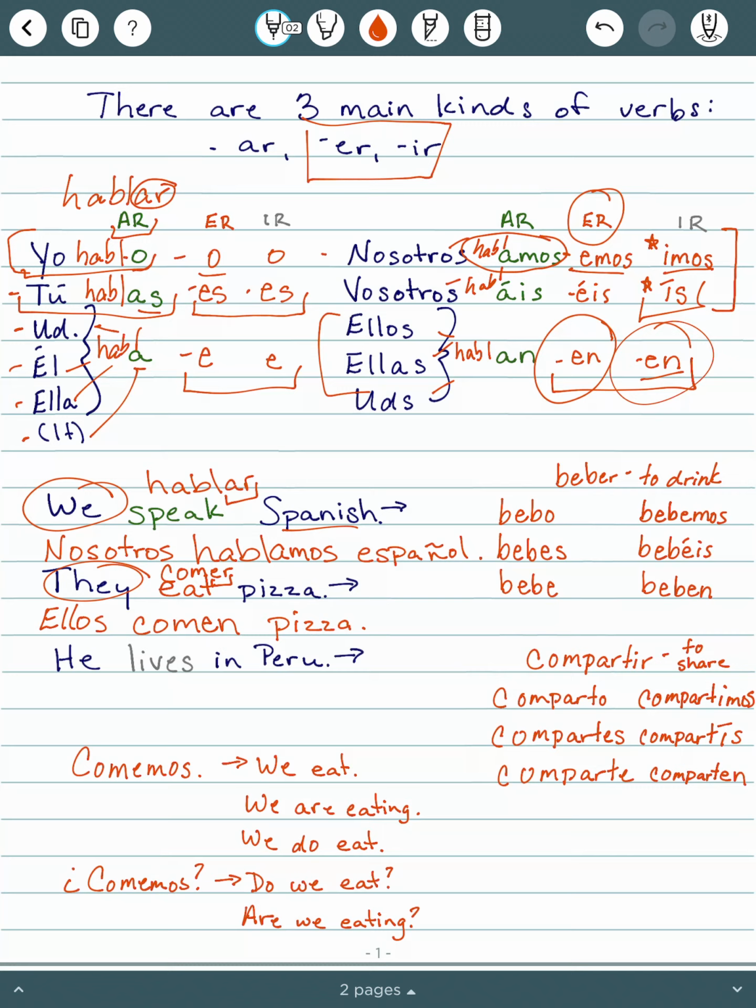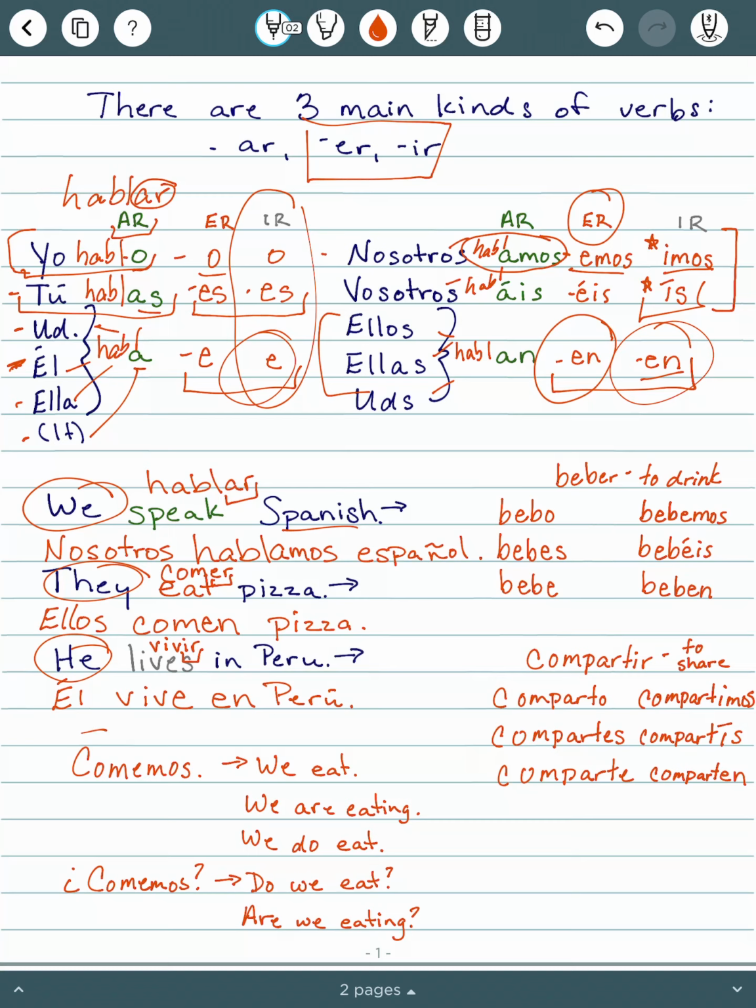And then this last one, he lives in Peru. He, we know, is él. And then to live is vivir. Take off the ending. And then it is an IR verb. So he, IR verb. The ending is an E. Él vive en Peru. And that's it.